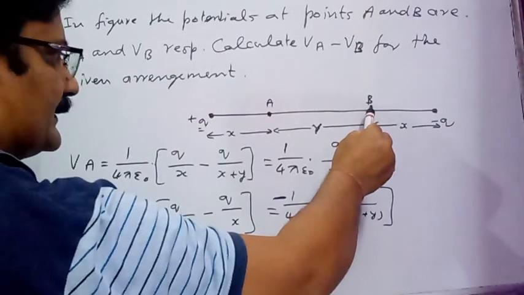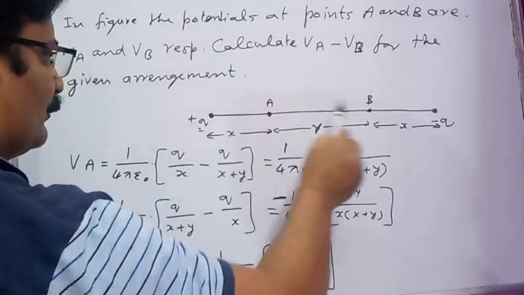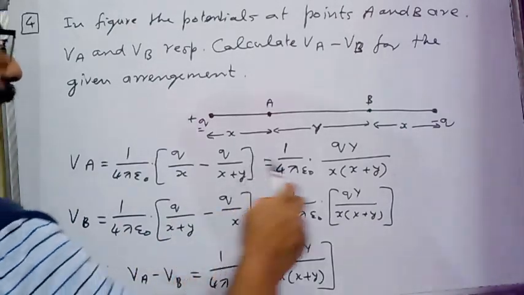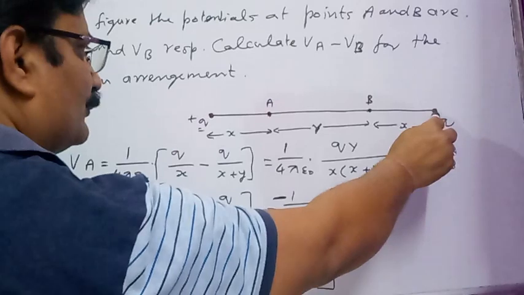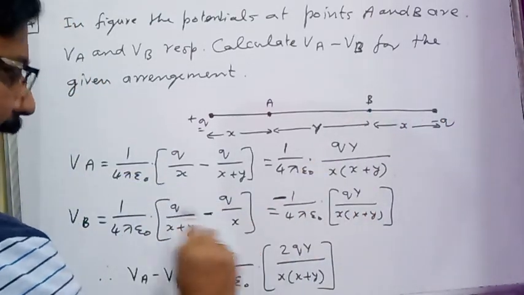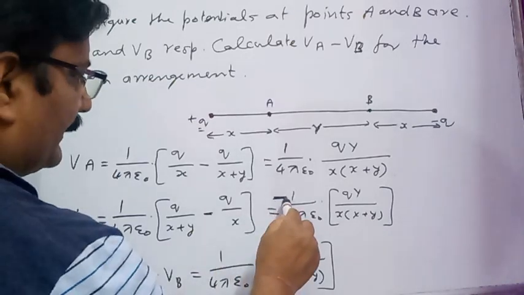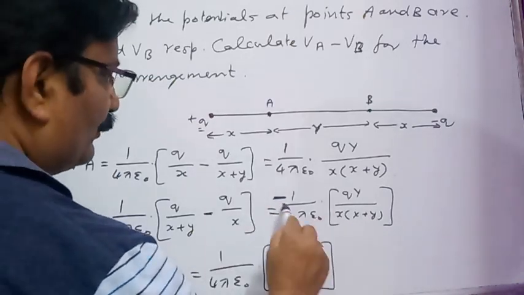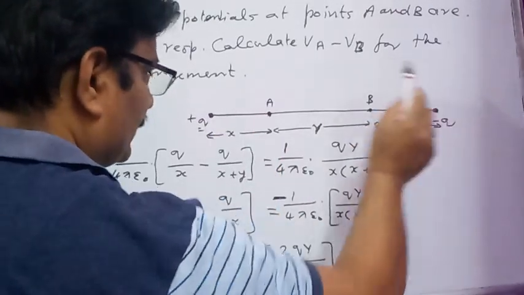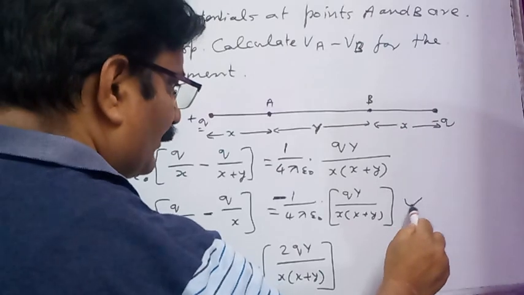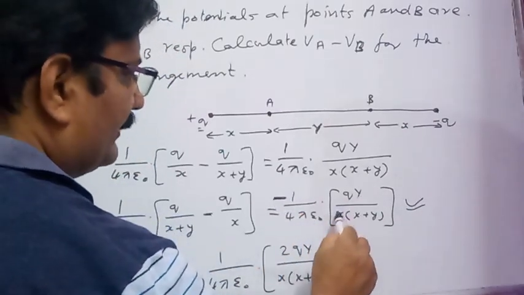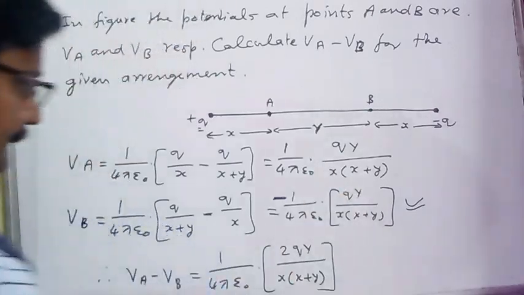Similarly, potential at B due to positive q charge is 1 by 4 pi epsilon naught q divided by x plus y, and potential at B due to negative q charge is 1 by 4 pi epsilon naught q by x. Again, if we take LCM and solve, we are going to get potential at B in the presence of both the charges, positive q and negative charge, that is equal to minus of 1 by 4 pi epsilon naught qy divided by x plus y.